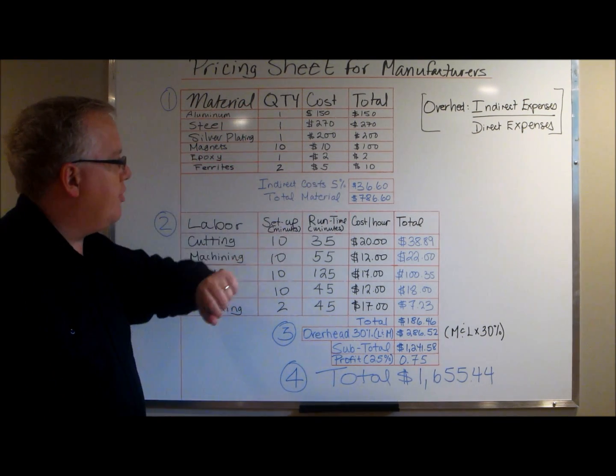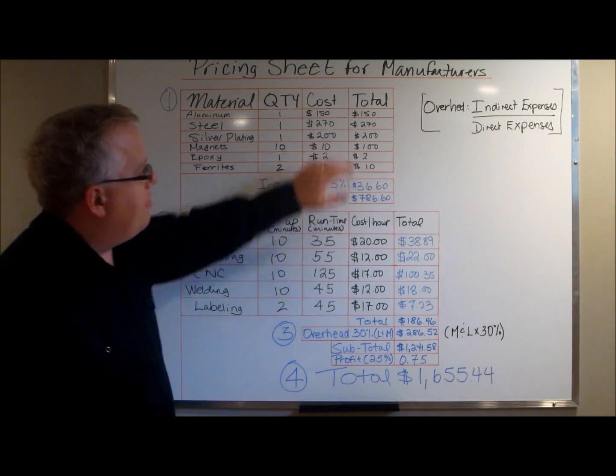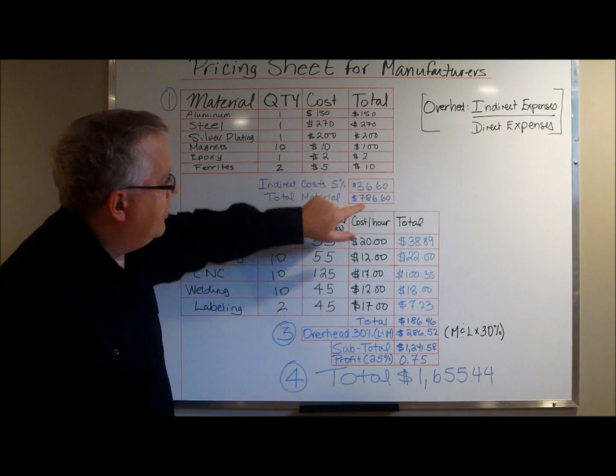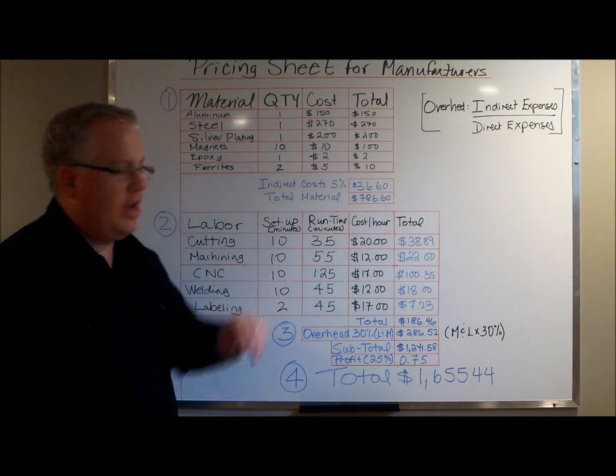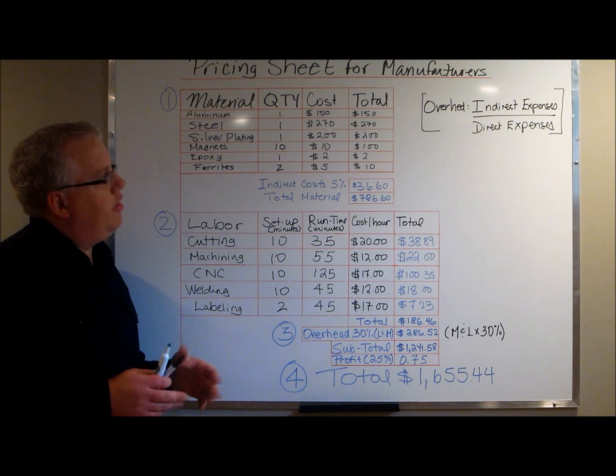So in this case it's 5%, which is $36.60. It's basically 5% of this total. So the $36.60 is then added to this total, and it gives you a total material cost of $7.86. So fairly straightforward: account for your material per unit manufactured.